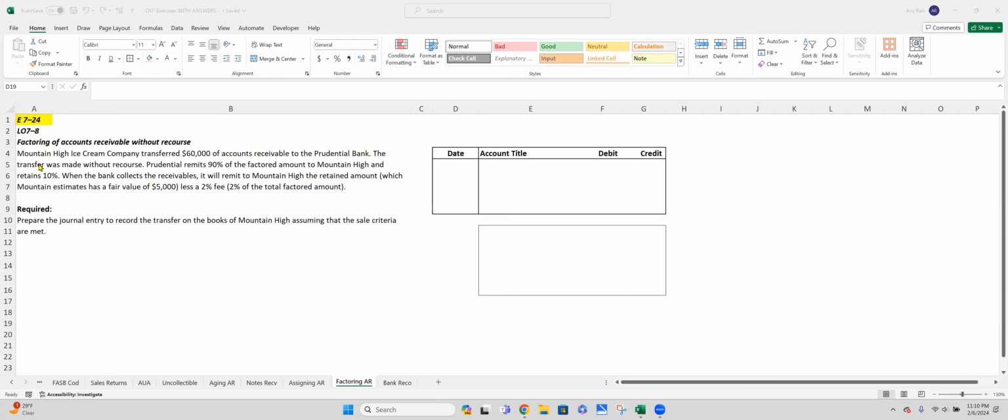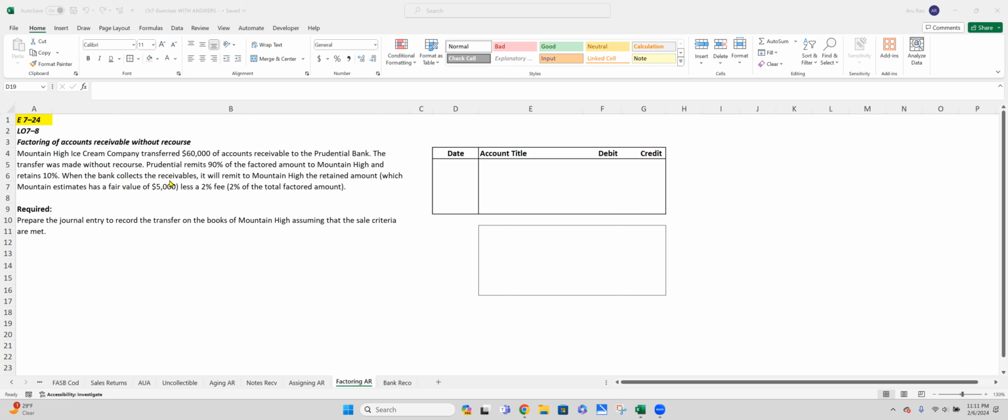So here we have Mountain High Ice Cream that transferred 60,000 of accounts receivable to Prudential. The transfer was made without recourse. Prudential remits 90% of the factored amount and retains 10%. So of this 60,000, 90% will be given immediately, 10%. We'll see what happens to that.